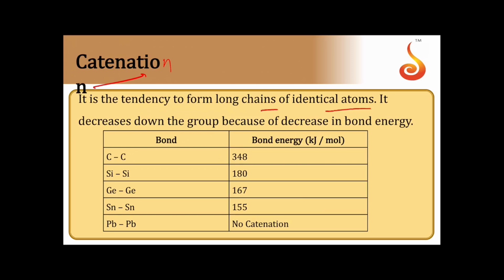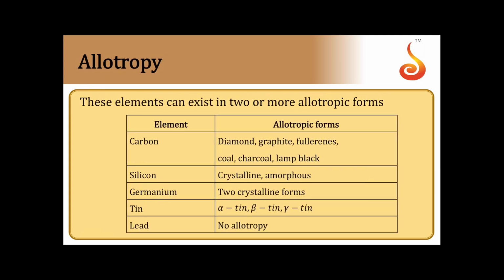Carbon-carbon bond energy is equivalent to 384. See, the values are coming down: 180 here, 167, 155, and no catenation here. Means down the group, the bond energy strength is decreasing. Bond strength is decreasing. Thereby, the extent of catenation is also decreasing down the group.